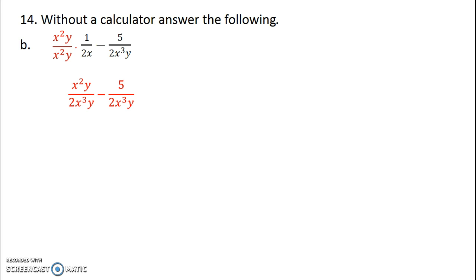The second fraction is still just sitting there waiting because we didn't change anything. But once you have a common denominator, you keep that denominator. We don't have like terms in the numerator, so we're just going to write them next to each other as a subtraction problem.